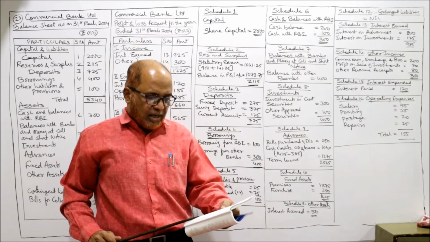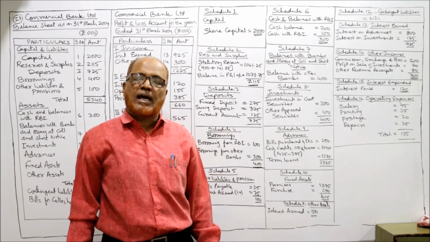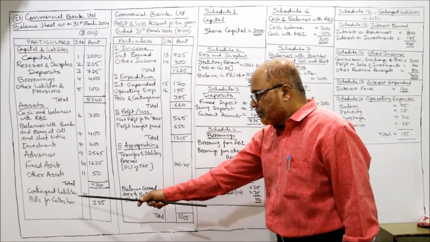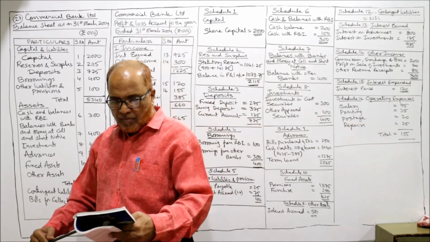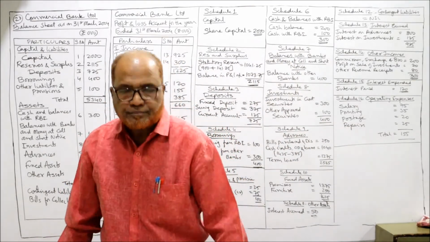Adjustment: bills for collection on the above date total 2,35,000. So bills for collection, no schedule. Foot of the balance sheet, last item, bills for collection 235. Next, provision for doubtful debts is to be made to the extent of 385.